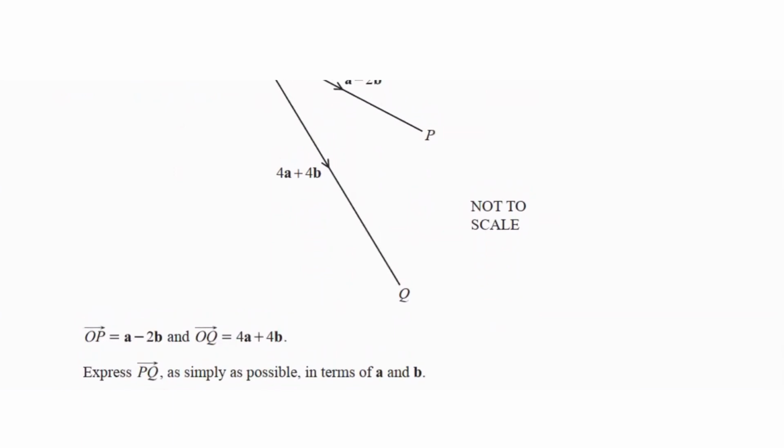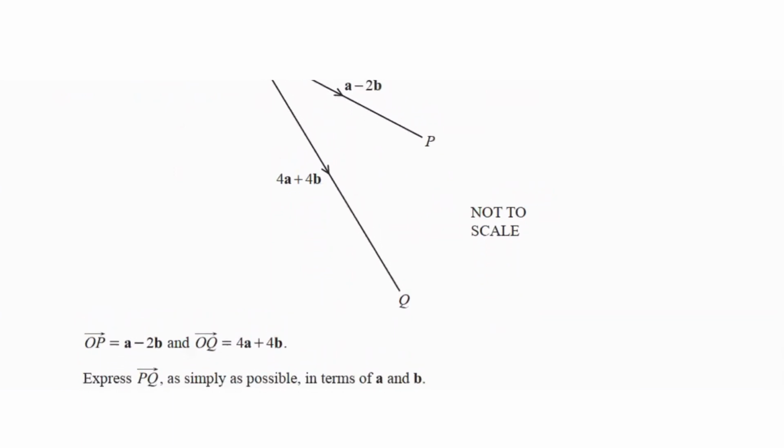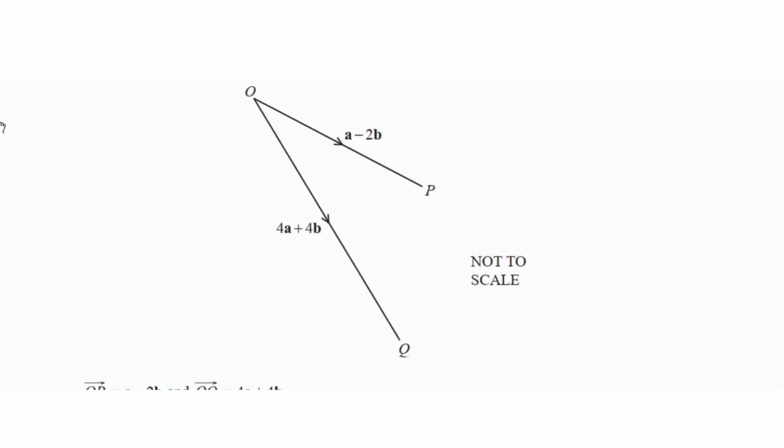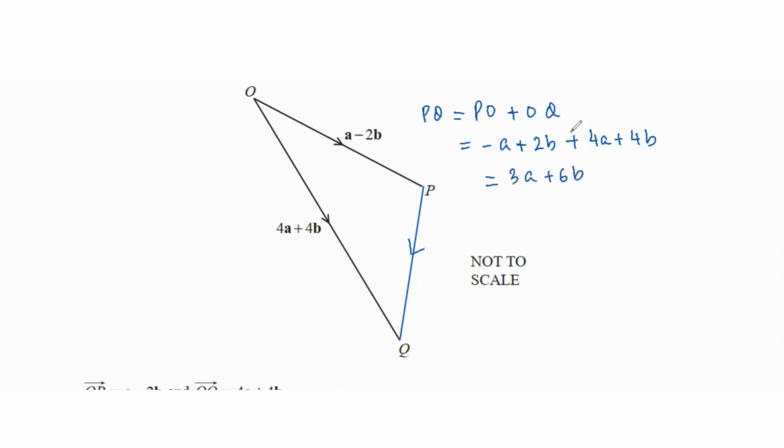Question 25 says O, P and Q are points as shown in the diagram. Express PQ as simply as possible in terms of A and B. So PQ is going to be this vector in this direction. So that means we do PO plus OQ to find PQ. So PO would be negative A plus 2B. We changed the direction because the given vector is for OP. And OQ would be the same, 4A plus 4B. So that's going to be 3A plus 6B.